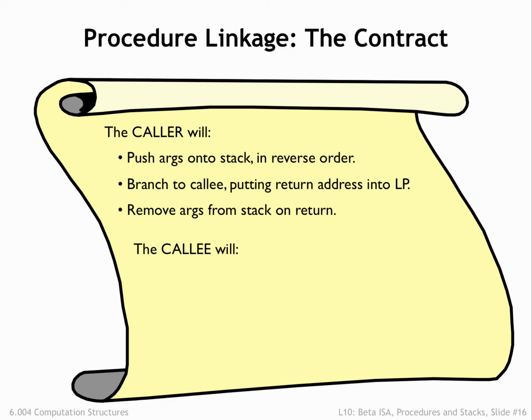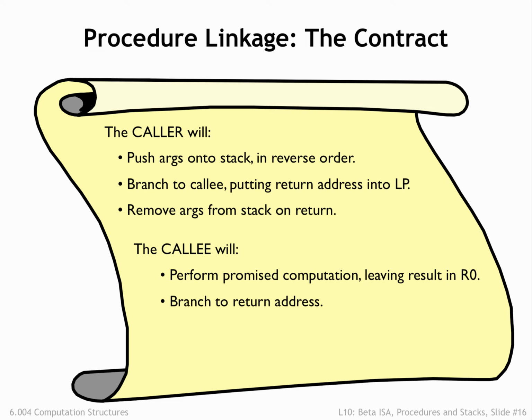The called procedure, or callee, will perform the promised computation, leaving the result in R0. Jump to the return address when the computation has finished. Remove any items it has placed on the stack, leaving the stack as it was when the procedure was entered.